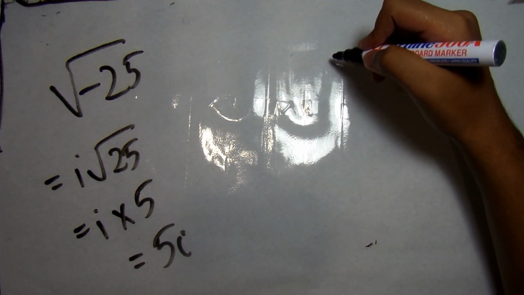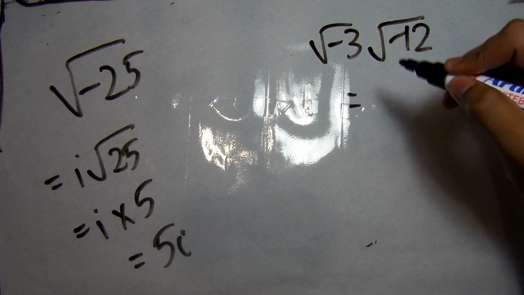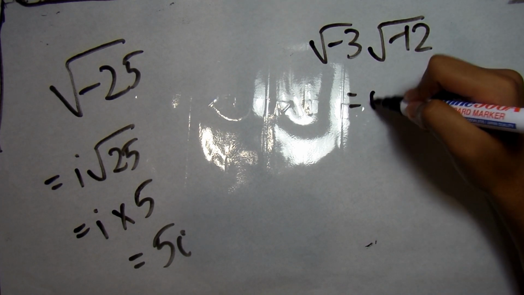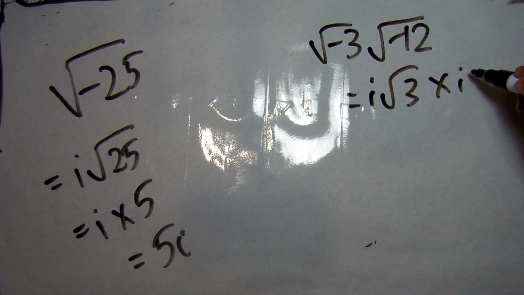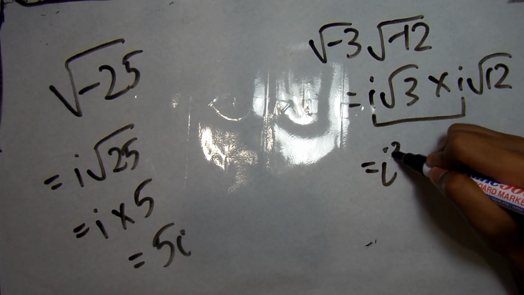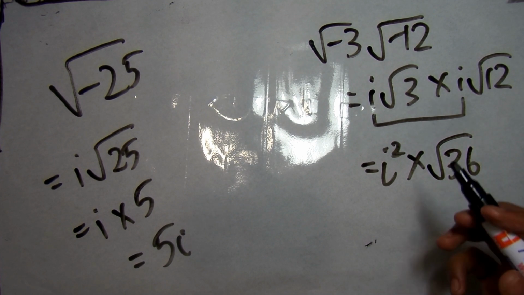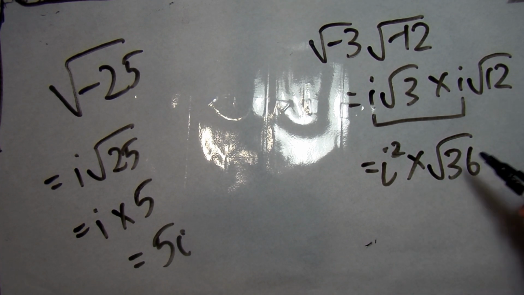And negative 3 times negative 12. First step, convert both of these to complex form. So i root 3 times i root 12. i times i is i square. Root 3 times root 12 is root 36. By the law of radicals, root 36 is 6.